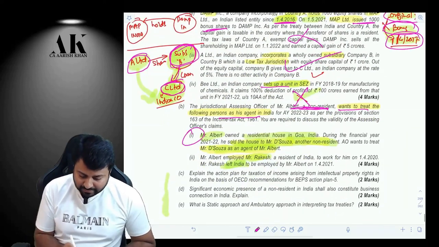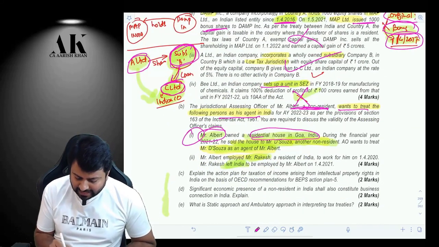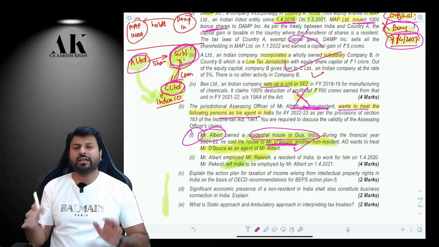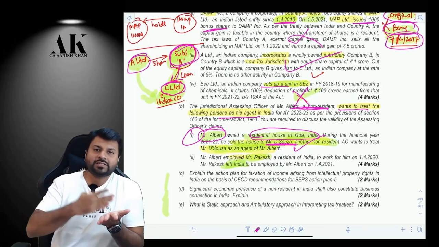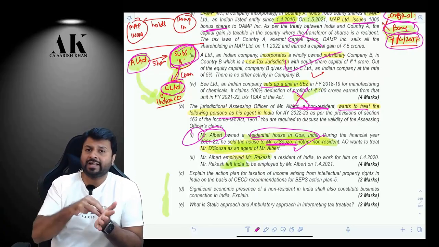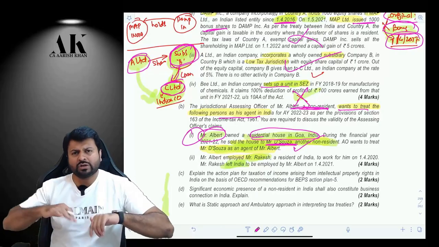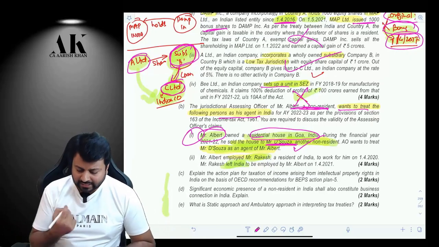So in the first case, Mr. Albert, who is owning a house in India, is selling his house to another non-resident. So that Mr. D'Souza can be called as what? As an agent. Because any person who has acquired a capital asset in India can be called as an agent. Whether that person who is acquiring is resident or non-resident, doesn't matter. Check the solution.